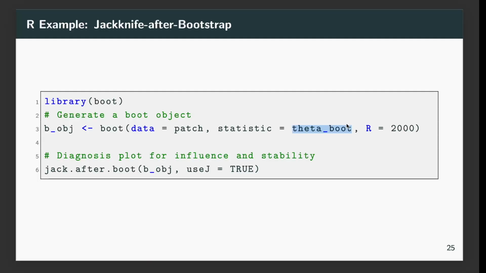We run this 2000 times, and then you can also produce the diagnostic plot by using jack.after.boot. The plot should show, for each observation, how much the Bootstrap standard error changes when the observation is left out. So the observations with a large influence will be flagged in the plot. I really want you to run this one and try to understand it.